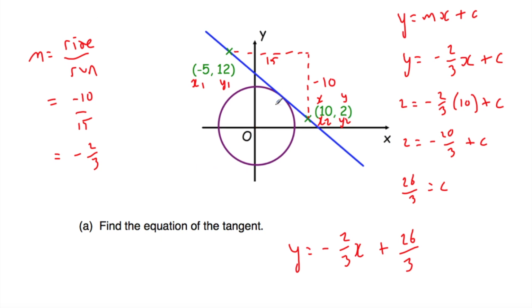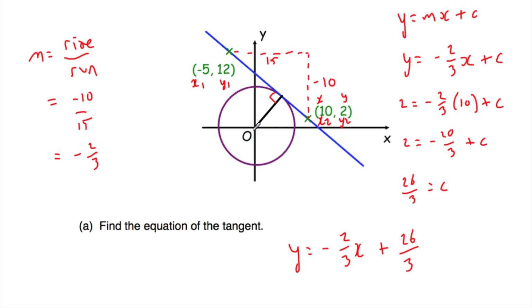So let's do that. We know the equation of the tangent, and we know the tangent and the radius are perpendicular to each other. I'm just going to draw the radius in here. The radius is this line here, and those two lines are perpendicular to each other. Thinking back to circle theorems, the radius and the tangent are perpendicular, and I think I've mentioned that in every question so far in this video. So we know the equation of the tangent is y equals minus 2/3 x plus 26/3.